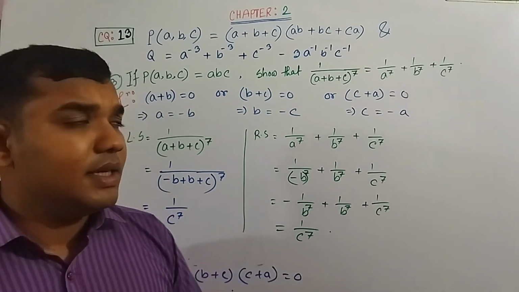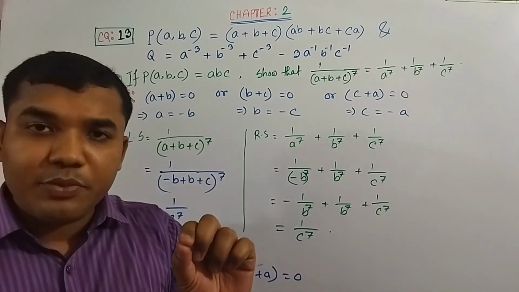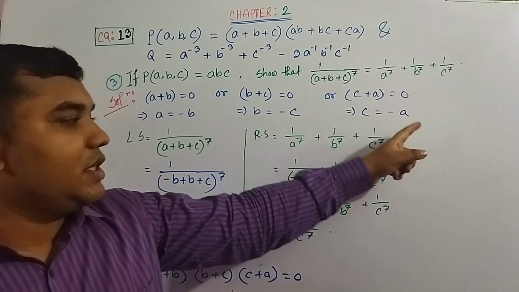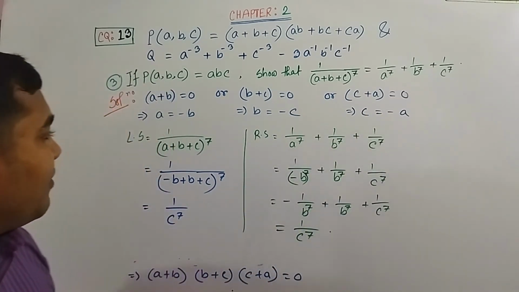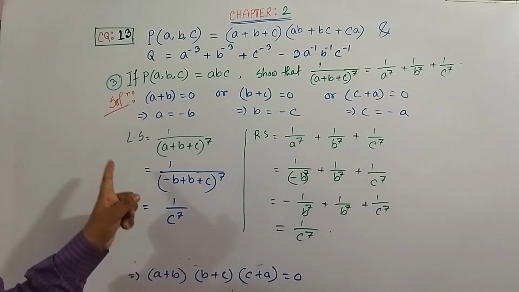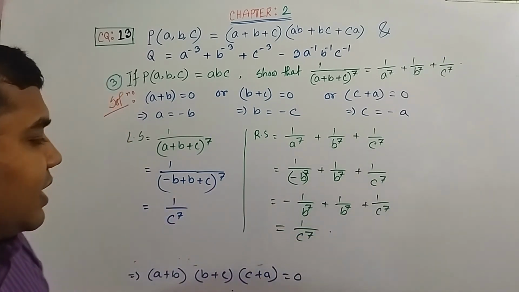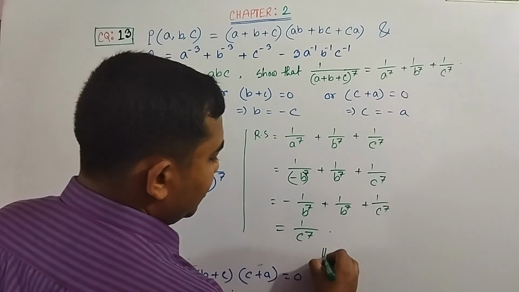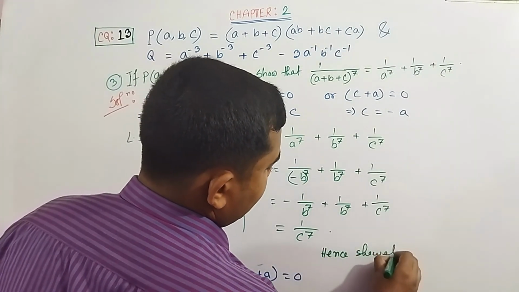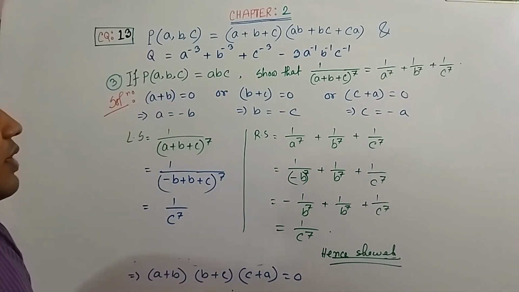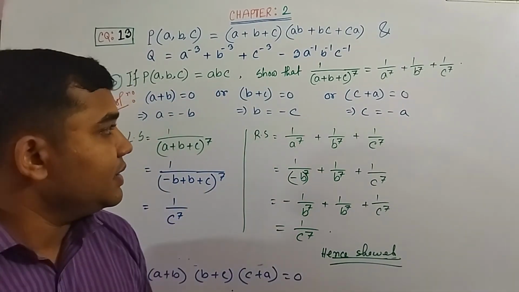Similarly, for B equals minus C if we put it, then we get the same thing. For C equals minus A if we use it, then we will get our solution again. Since we have found that the left side and right side are equal, that's why we can say that is our hence showed. Hence we have showed our resultant answer.